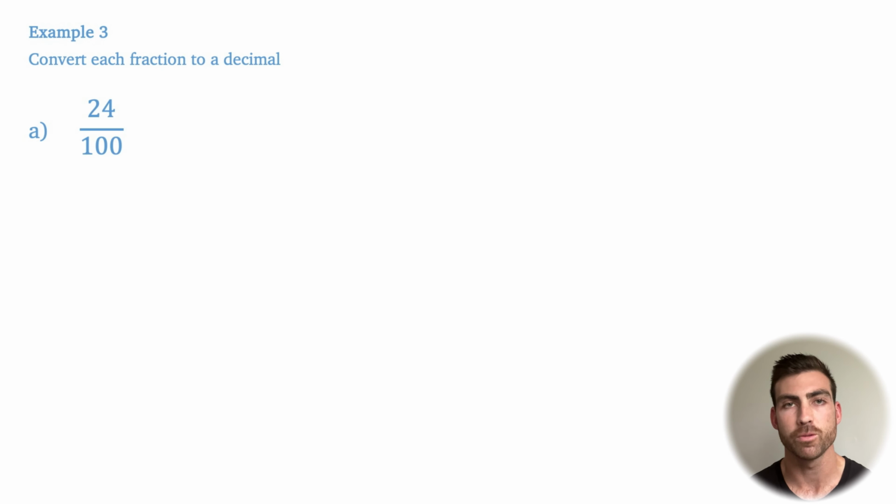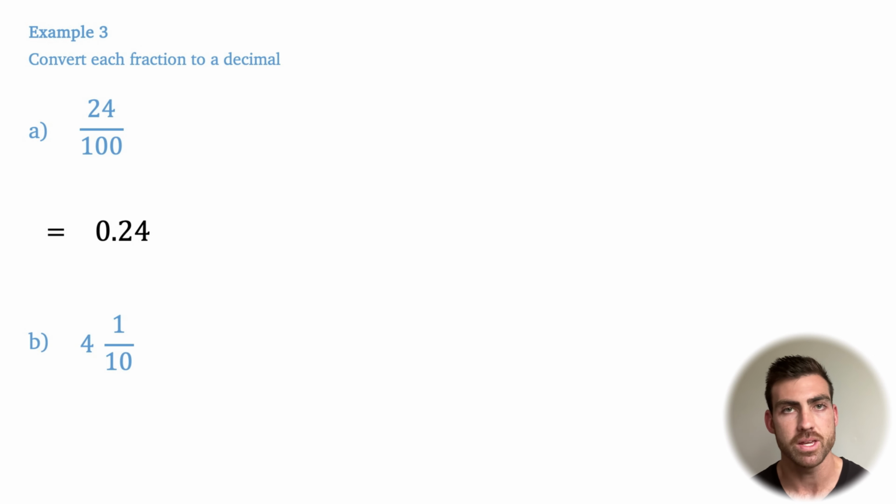Example 3. Convert each fraction to a decimal. In example A, firstly the whole amount is less than 1. So we start with 0, then the decimal point. Then a denominator 100 tells us that this decimal has 2 decimal places. The numerator is the digits after the decimal point, giving us a decimal 0.24.